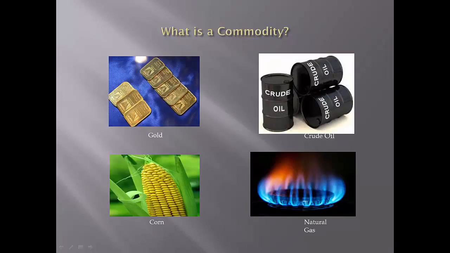Okay, so what is a commodity? A commodity is basically anything that can be grown or mined or taken out of the ground. And some of the most commonly traded markets in the world are the gold market, crude oil market. We have the grains, which we have corn, we have wheat, soybeans, and then we have natural gas as just some of the examples of the markets that can be traded.